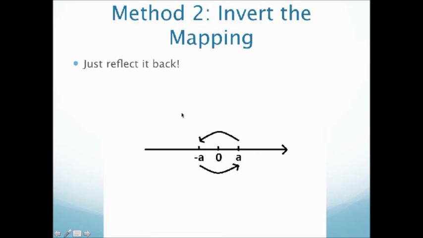And then when we want to invert the function or invert the mapping, we just flip it back. And in that case, the inverse function will take in negative a as an input value, and then give back a as an output.